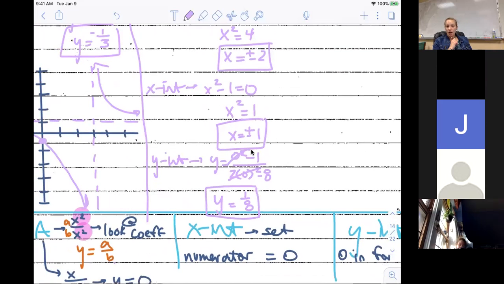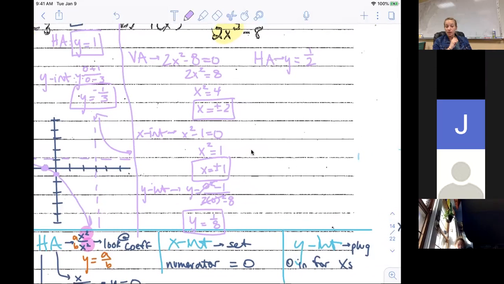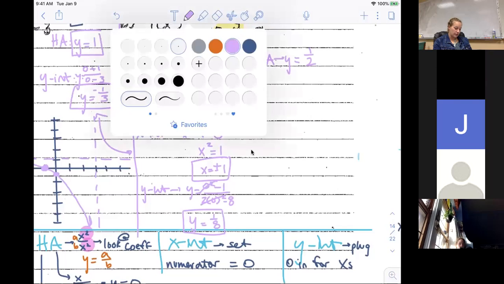Hint, you often get a lot of fractions in this kind of thing, especially with the y-intercepts and the HA. Fractions are common, so don't let that freak you out or think that you're doing something wrong. Any questions on what I found so far? All right, let's graph.